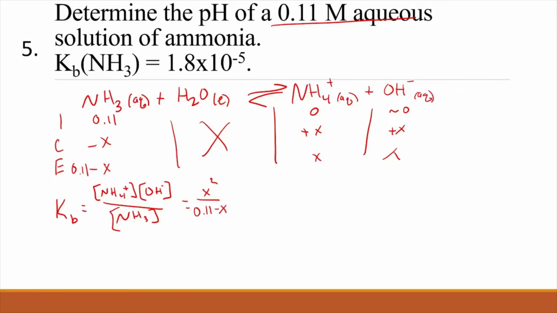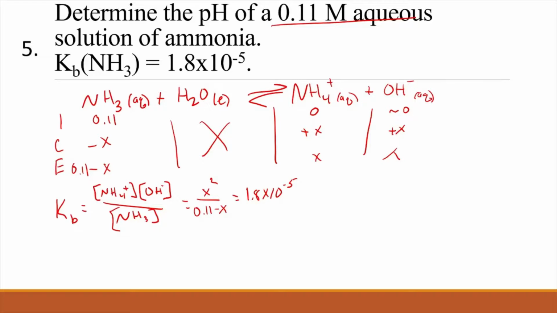And you technically can use your assumption here. I didn't in this case just because I'm complicated like that. I don't know why I didn't, but we'll just go with it. So this ends up becoming equal to 1.8 times 10 to the negative fifth. Oops, let me check something.